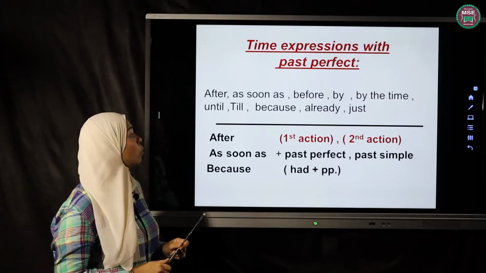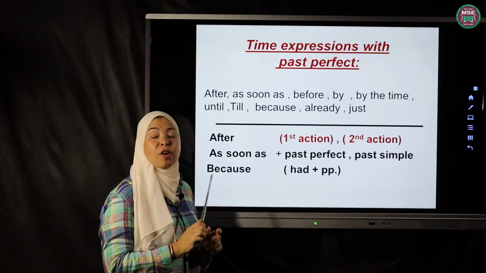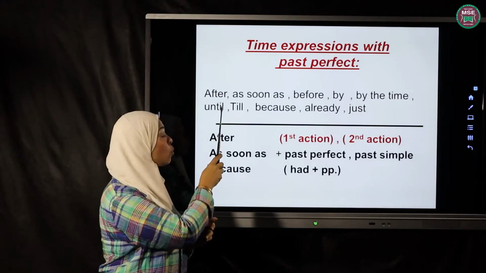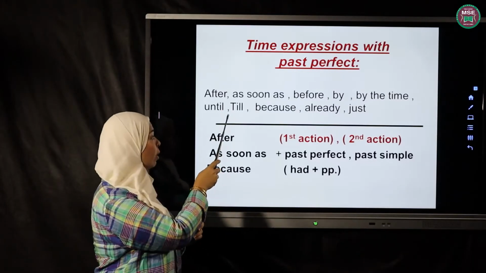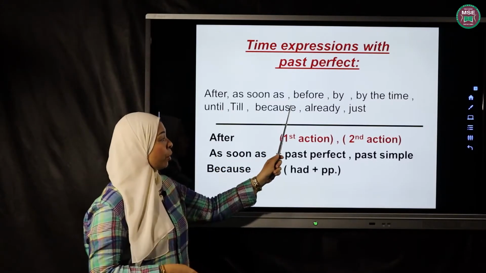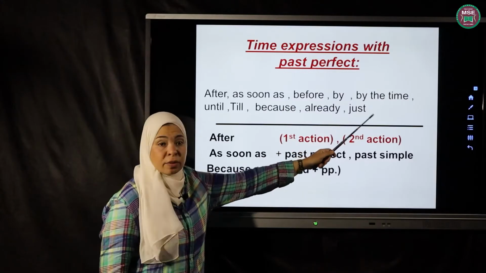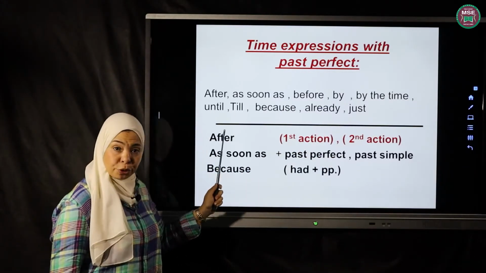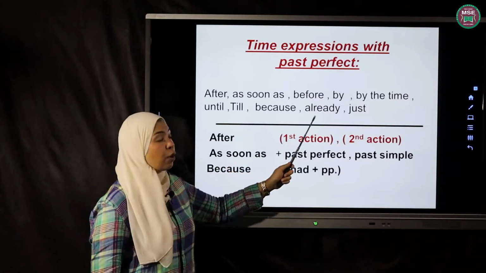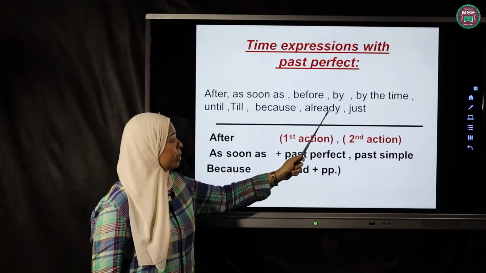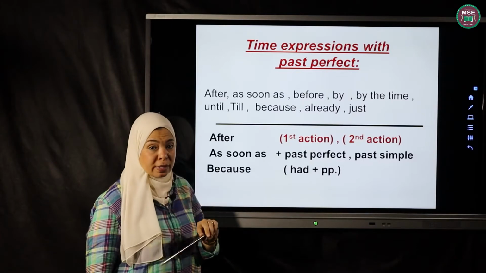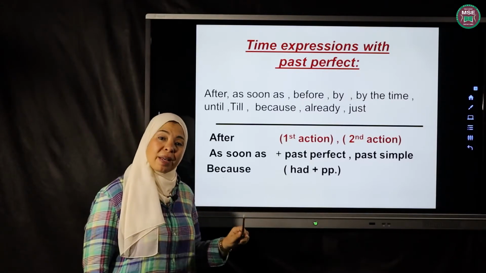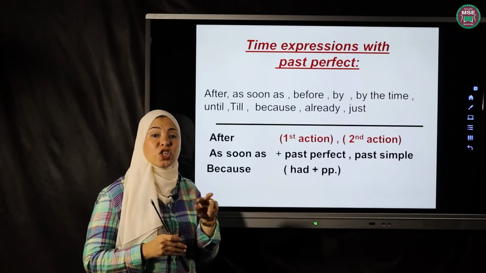Time expressions with the past perfect. Time expressions are very important. The first one, after; the second, as soon as, before, by, and by the time, until. Those are very important because already and just, you see, are common between the present perfect and the past perfect, but you can differentiate.